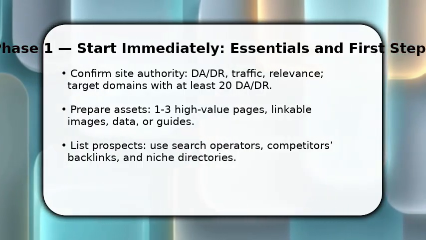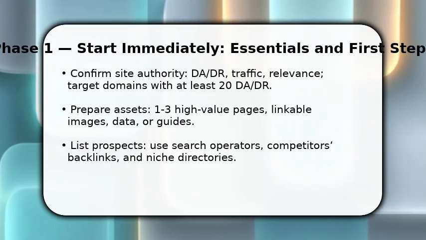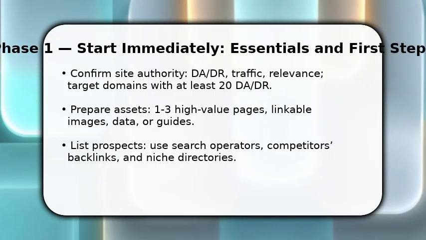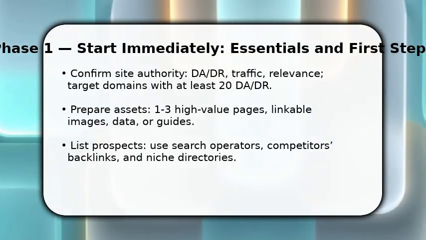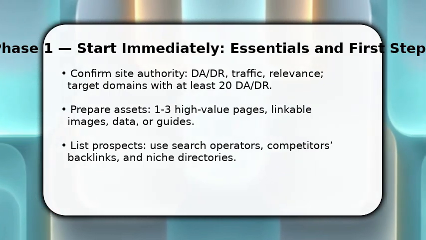Next, compile prospects quickly. Use search operators, review competitor backlink profiles, and extract directory or resource page candidates. Make sure to record contact info, domain metrics, and the exact target URL. This saves time when you begin personalized outreach.